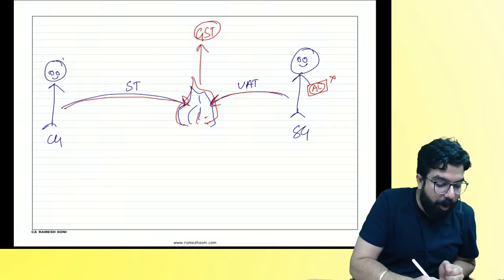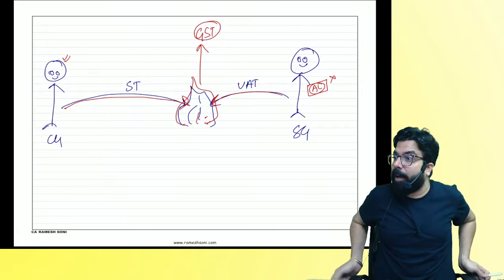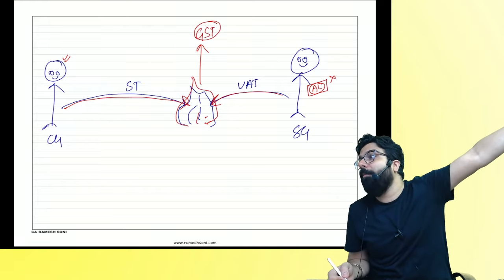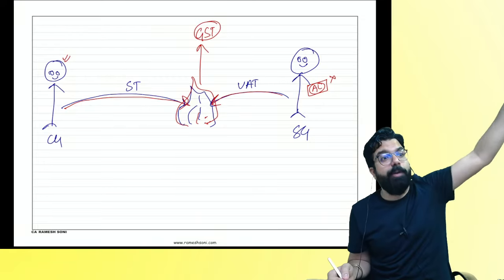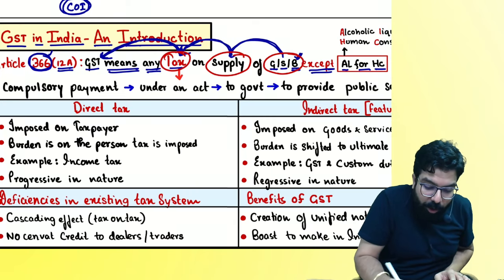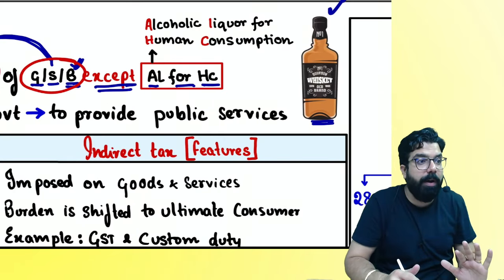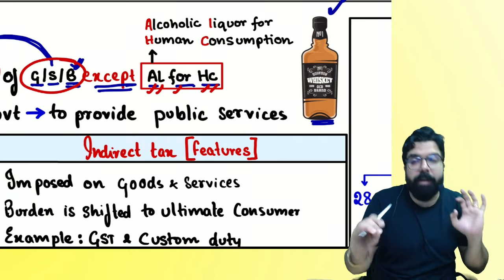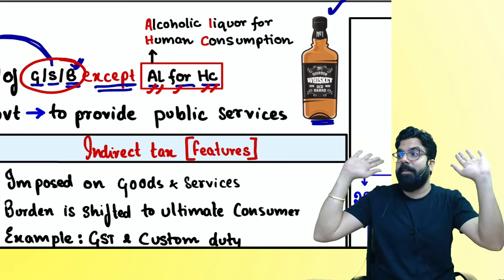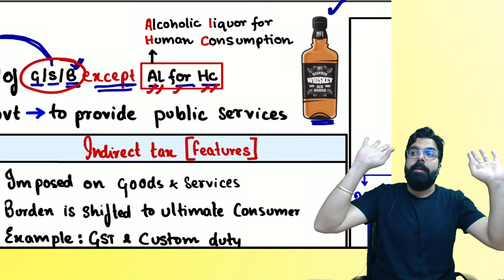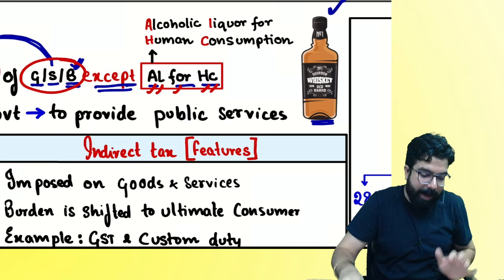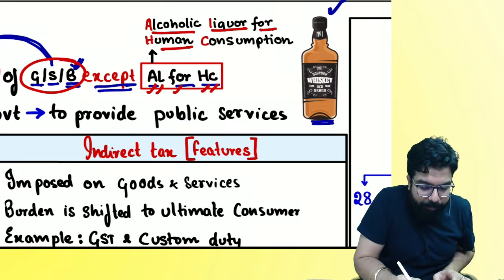Now, what if tomorrow the central government says, I will charge GST on alcoholic liquor? Correct or not, everyone? So what the state government told is, in the Mother Act, the Constitution of India, the main act, you take a promise and right that any tax on supply of goods, services or both is GST, but you will not charge on what, everyone? Alcoholic liquor for human consumption. And hence it was written in the Constitution's article that GST is a tax on any goods, services or both, but not what, everyone? Alcoholic liquor for human consumption. AL for HC means alcoholic liquor for human consumption.